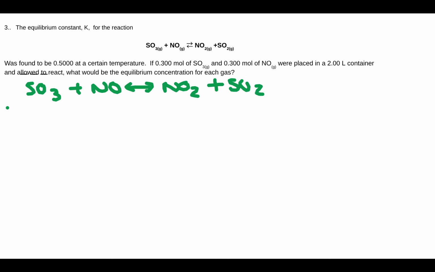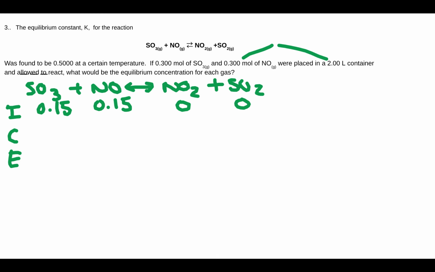So we have our reaction. If you set up your ICE chart, we have initially 0.3 moles of SO3 and NO in a 2-liter container. So we want to take that moles and divide it by the liters, and you're going to get 0.15 moles per liter. So those are our initial concentrations. Again, we have no information about the products, so here we can assume they're 0.